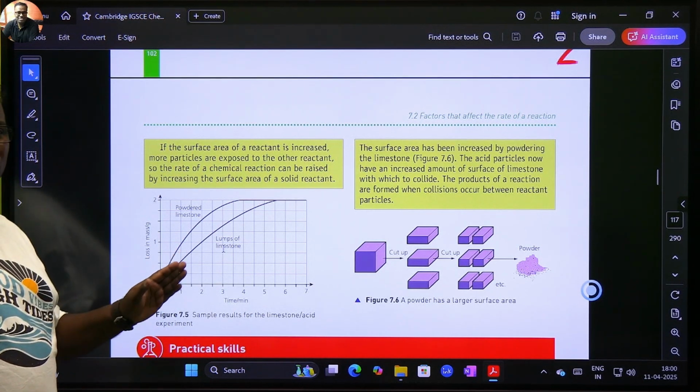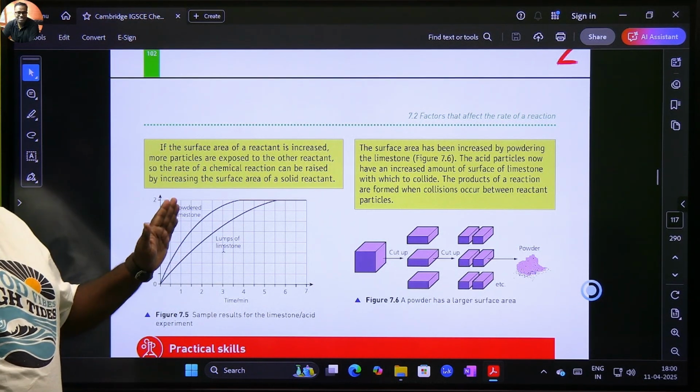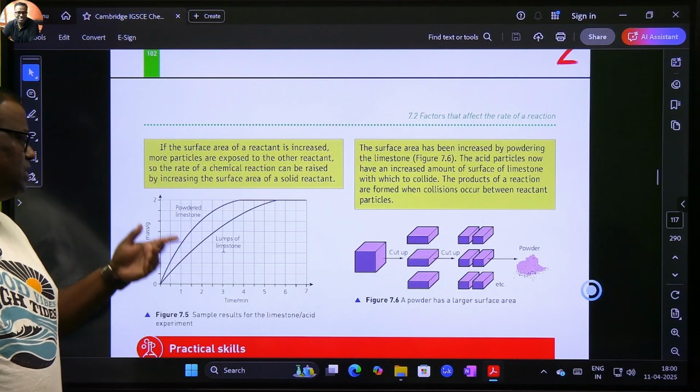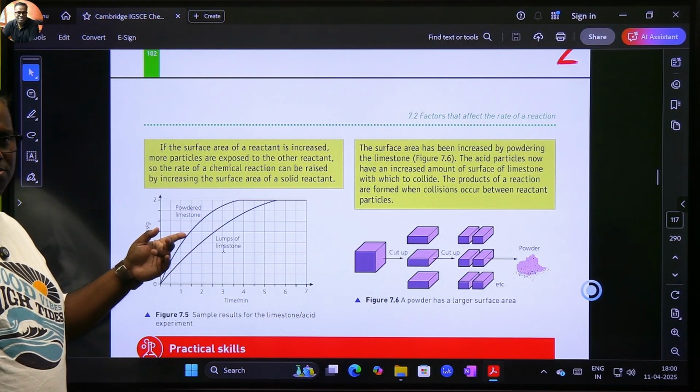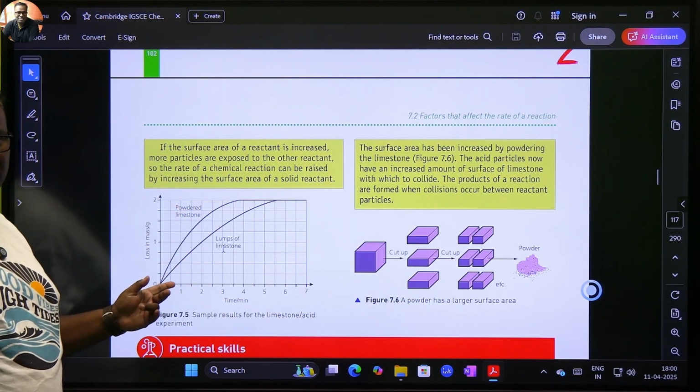Now let us see the slope. How do you look at the slope? Draw a tangent to both the graphs. Obviously, this graph has a more slope. If you put a child on it, the child will slide down faster there.